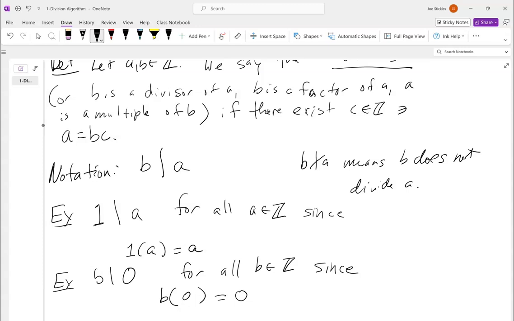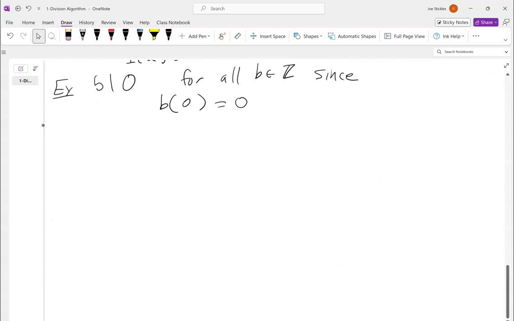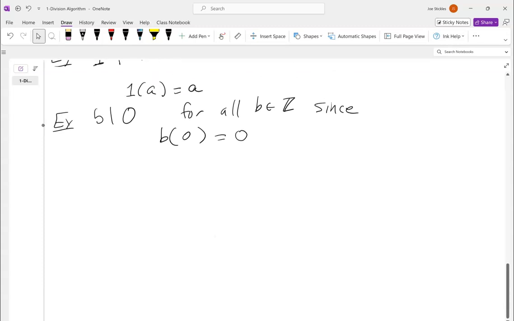All right. So anyway, they mentioned a few things that make sense if you think about them. So, for example, if we have B divides A, then we know that A is B times C. But if I think about multiplying both sides by negative 1, if you will, I want to write it a little bit differently.